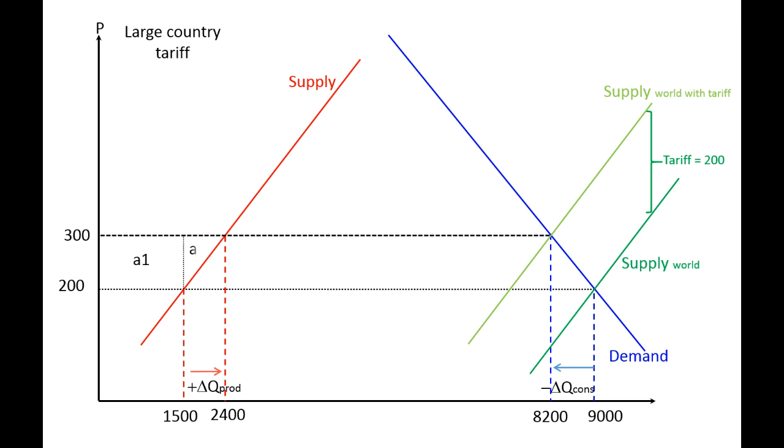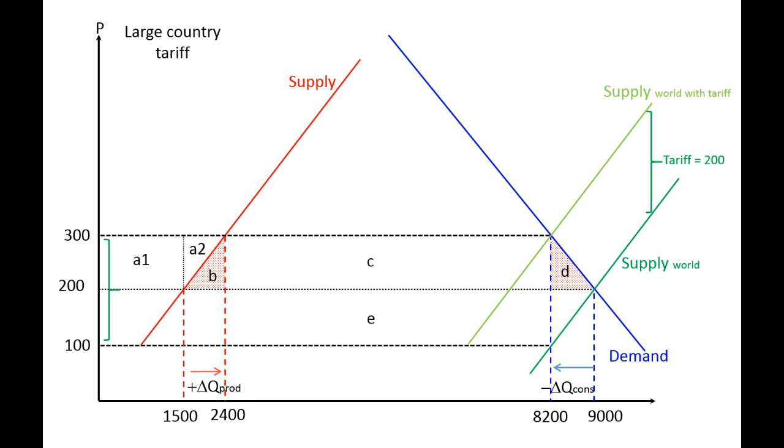So A1, A2 will be the positive changes of producer surplus. A1, A2, B and D together with C will be the loss in consumer surplus. And area C will also be a part of the governmental revenues from the tariff. So we see here that when we take away the tariff of 200 from the domestic price of 300, we will end up with a net price of 100. And therefore we will have this area E, which is also a governmental revenue.